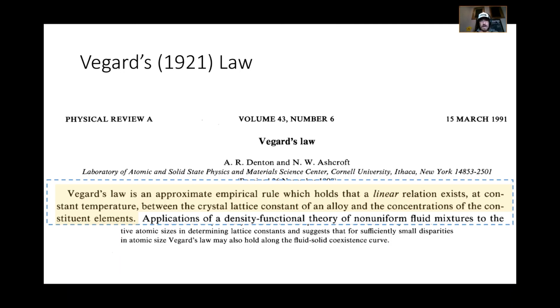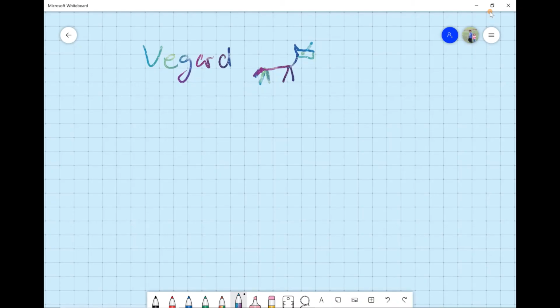So let's take a look at how this works. All right, so we're talking about Vegard's law, and I don't know why I drew a unicorn. Sorry. Vegard's law. I'm not really going to work much out here. I'm just going to show you how you would use Vegard's law in a more practical sense. So let's take the example of white gold.